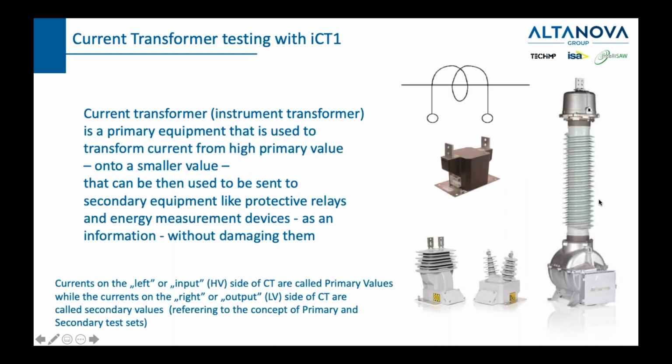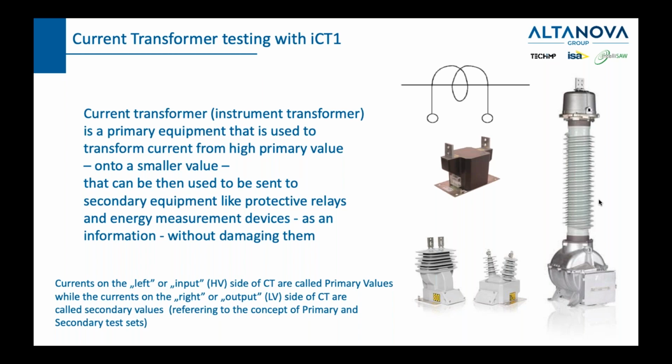A current transformer is an instrument transformer, meaning that it's not a power transformer. It is primary equipment that is used to transform current from a high primary value onto a smaller value that can then be sent to secondary equipment like protective relays and energy measurement devices as information, without damaging them. It means that literally the current transformer and also the voltage transformer are like eyes and ears for protective relays and energy meters to understand what's happening around them.